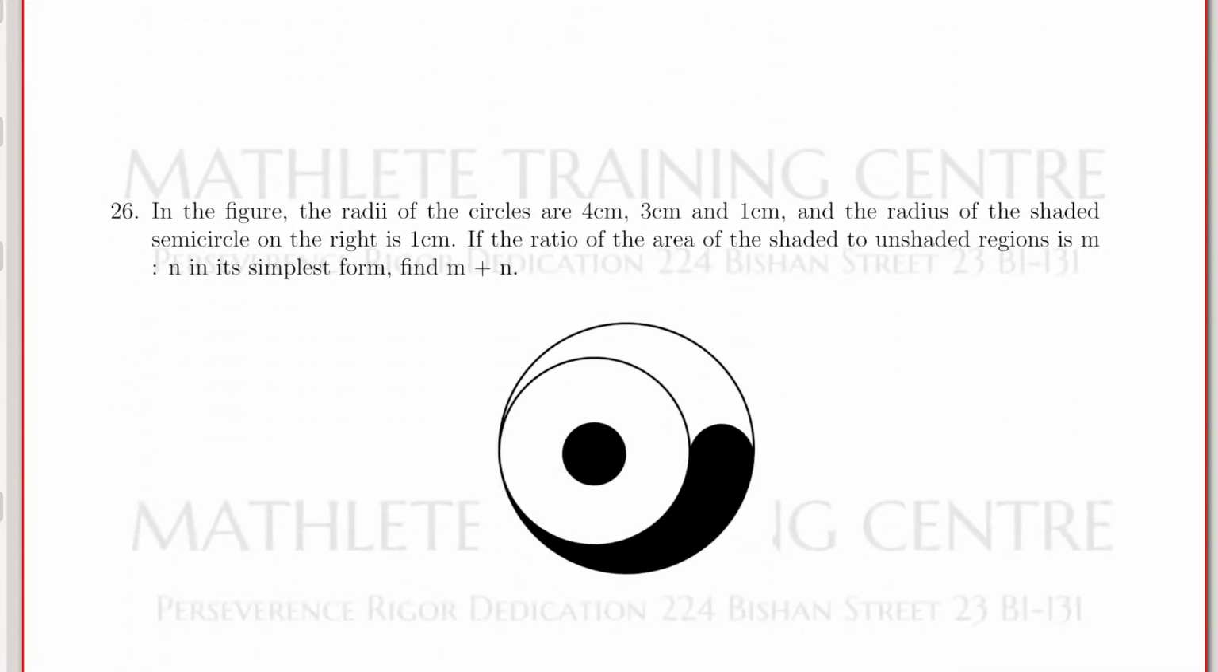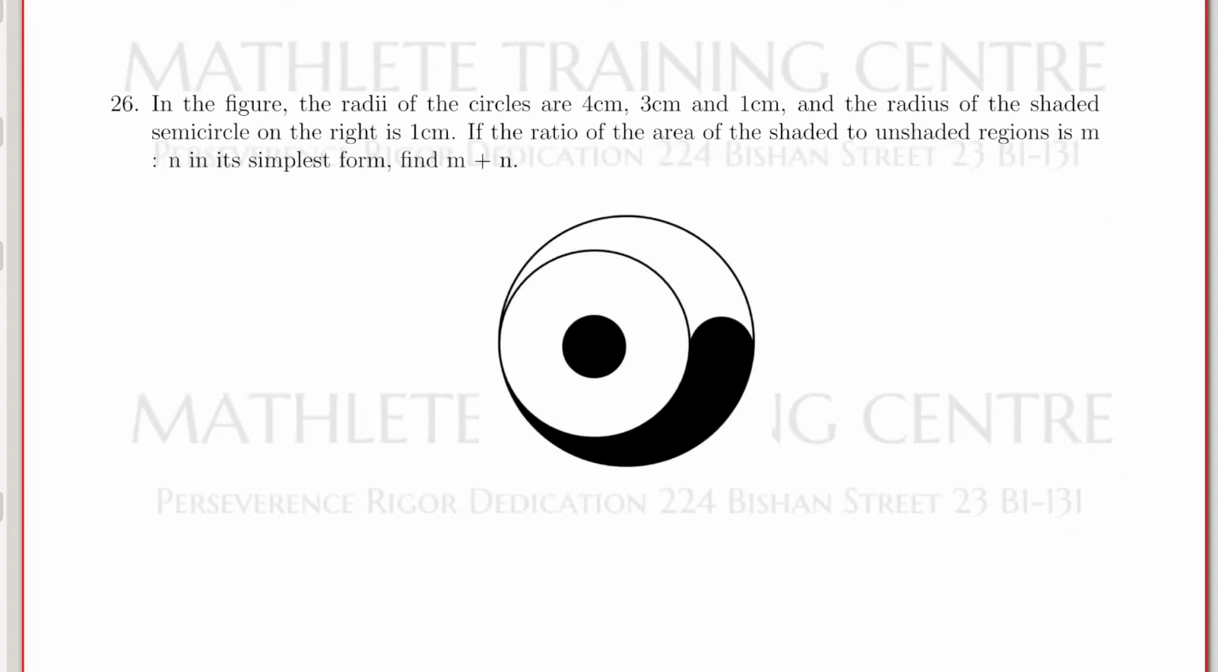Question number 26. In the figure, the radius of these circles are 4 cm, 3 cm, and 1 cm. And the radius of the shaded semicircle on the right is equals to 1 cm. If the ratio of the area of the shaded to the unshaded regions is m to n in the simplest form, find m plus n.